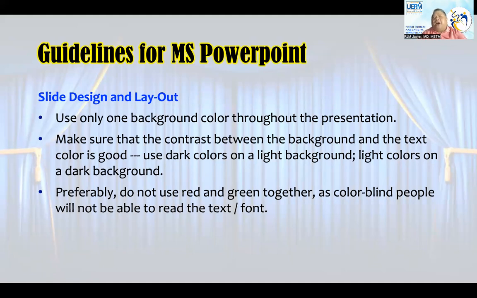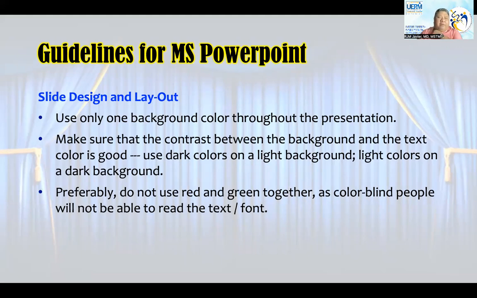I also don't want fonts that are written in cursive. Sometimes the cursive font may look appealing at first, but if you are seated at the back, it might be difficult to read cursive writing. So these are some of the things that I would personally tell my students whenever they come up with a presentation in the future.